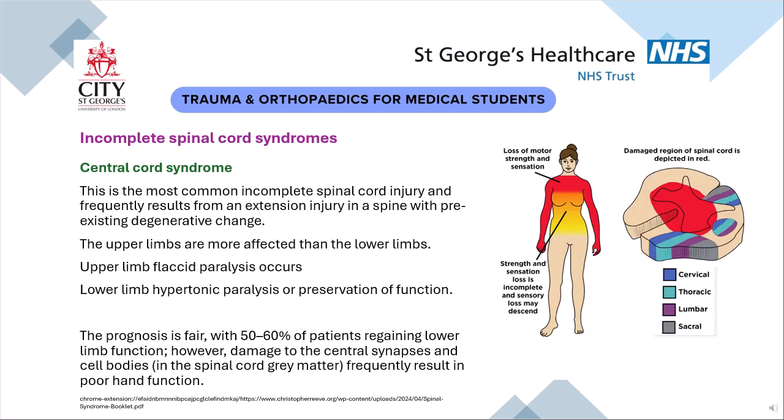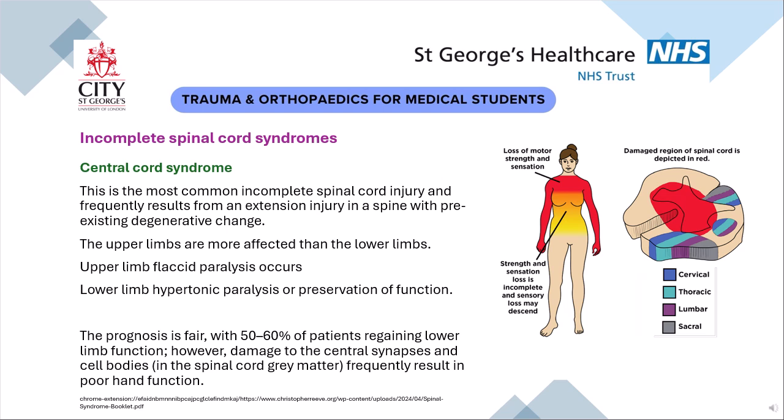The next incomplete spinal cord syndrome is that of central cord syndrome. So this is an extension injury to the cervical spine, really on a background of existing degenerative change. So this tends to be seen in older patients. And the pattern is that the upper limbs are more affected than the lower limbs, and it may be that the lower limbs are spared completely. So there tends to be a flaccid paralysis of the upper limbs and a hypertonic paralysis of the lower limbs.